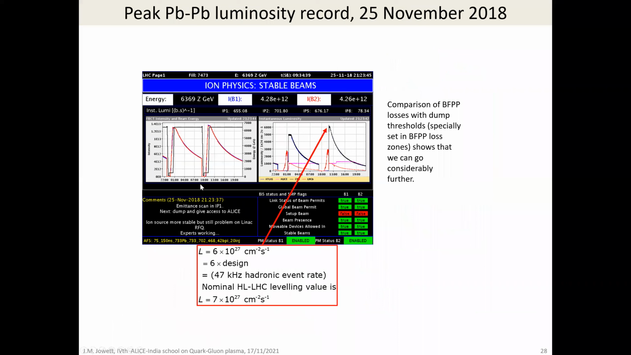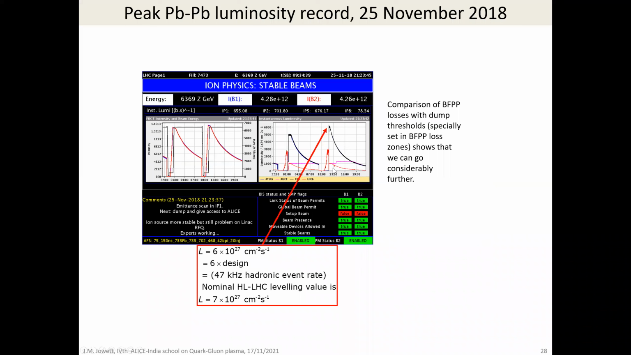This is the LHC status screen, LHC page 1, showing the peak luminosity fills that happened. You'll often see these screens during operation. This is the intensity decaying, which we can simulate quite well, and this is the luminosity decaying.